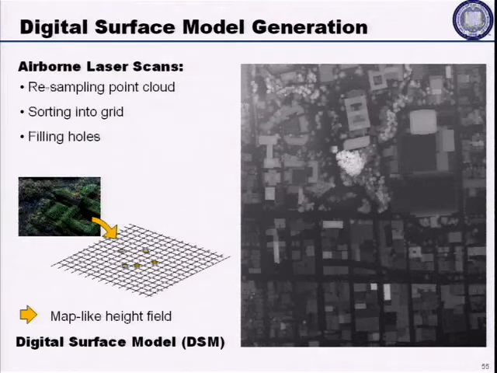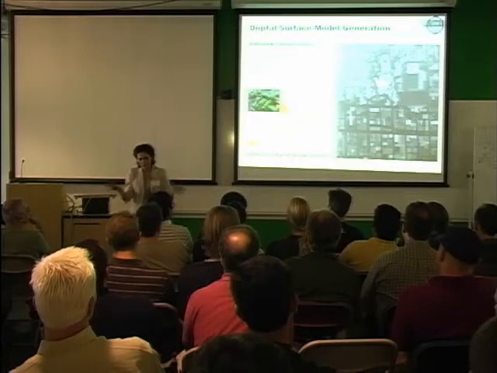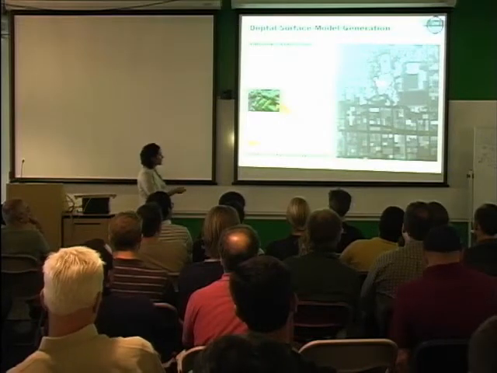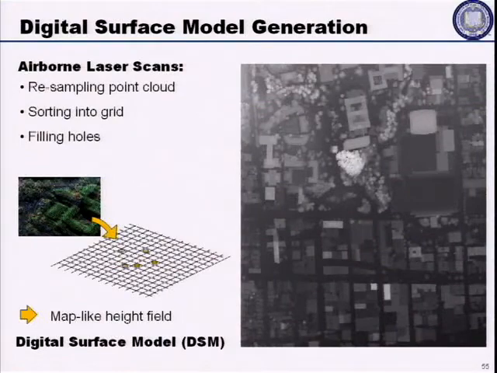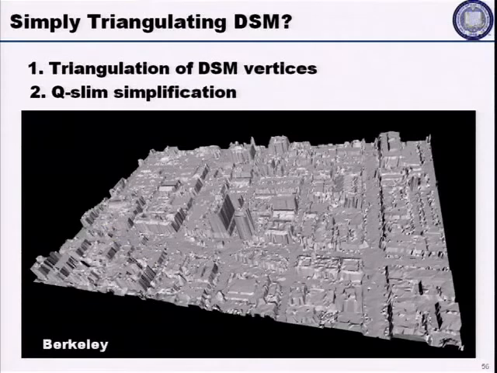So the airborne laser scans look something like this. We have to re-grid it on a square grid in order to get it into a format that you can work with. And figuring out the optimum grid parameter is not that difficult. After you regrid it, some grid points have multiple data, and some of them have none. So you have to do some interpolation again to get a height field. And after you do it, you get something like this, which is called the DSM, or digital surface model. If you just connect everything up and triangulate it, and do QSlim simplification, it looks very noisy.